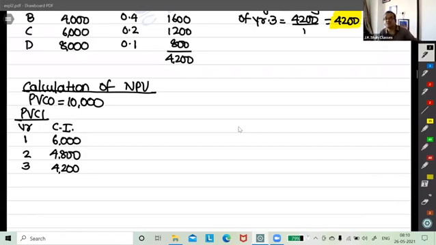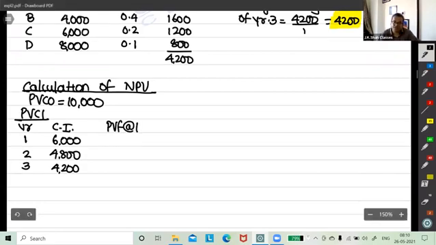For all the 3 years, we have done a probability analysis and we have found out the possible cash inflows. Now we will multiply by the present value factor at KO, where KO is how much? 10%. Factors are not given in the question, and as usual, we'll do 1 divided by 1.1, which gives me 0.909, 0.826, and 0.751.